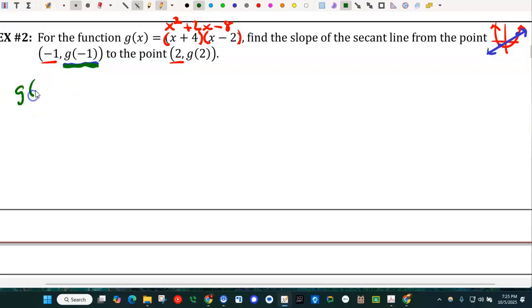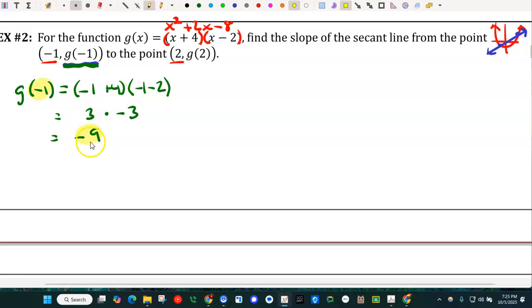So what's the y coordinate when you plug in -1? That's going to be -1 plus 4 times -1 minus 2. So that equals 3 times -3, which is -9. One of the reasons we like function notation is because we have the x coordinate and it gives us the y coordinate. We can see we got this y coordinate, -9, by plugging in -1. So it gives us our first coordinate, -1, -9.